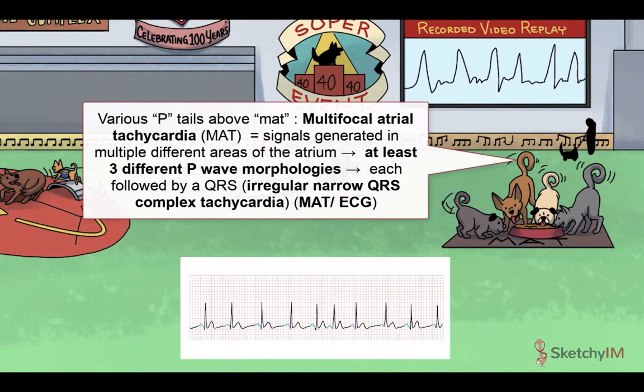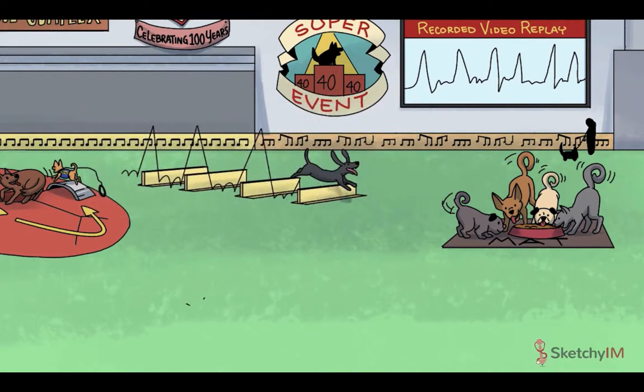Due to these signals being generated in different areas of the atrium, the P waves look different. Some taller, some wider, and some even inverted. But they'll all be followed by a QRS complex as the ventricle gets the signal from the AV node and contracts. Just think of these P-tailed puppies here eating over the MAT mat. Notice they're waving their P-shaped tails in the air, each slightly different.